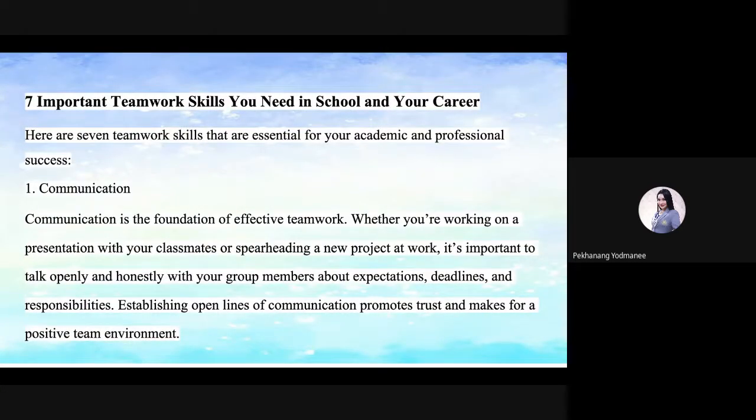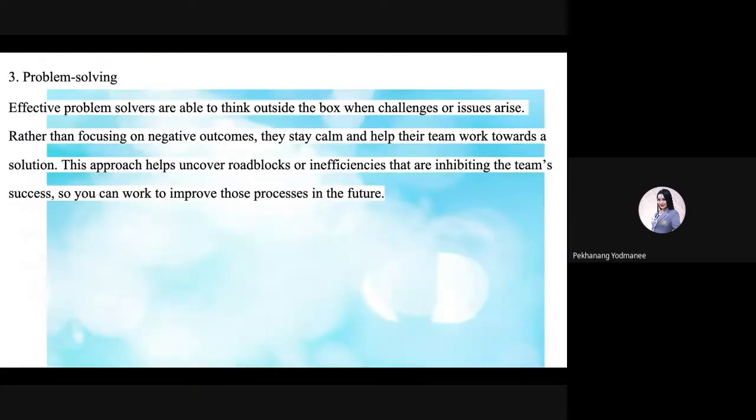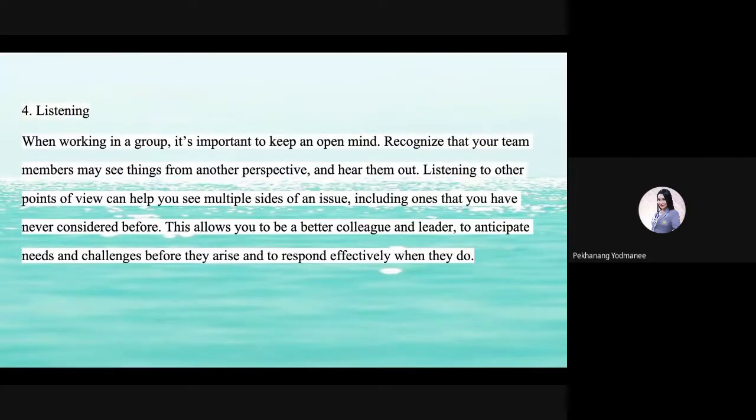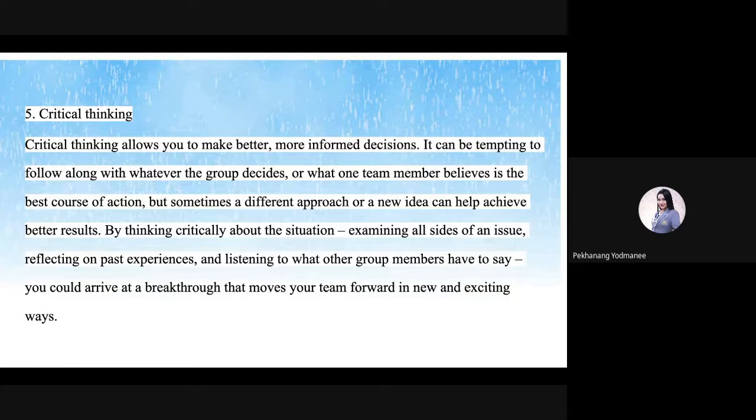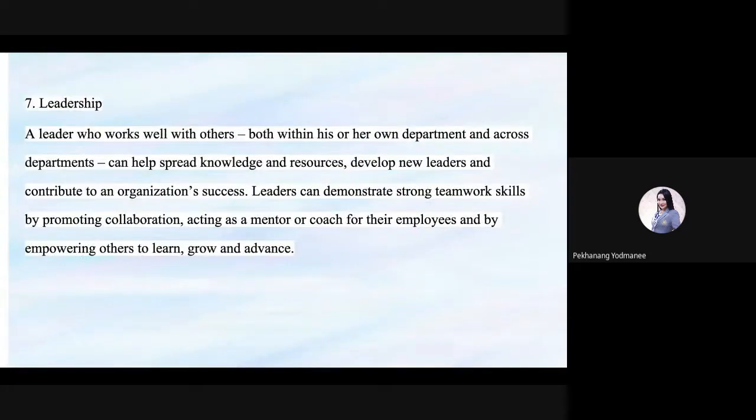And seven important teamwork skills you need in school and your career. First, communication skill. Next, time management skill. You can manage your time. Next, problem solving, listening, critical thinking, collaborating, leadership.